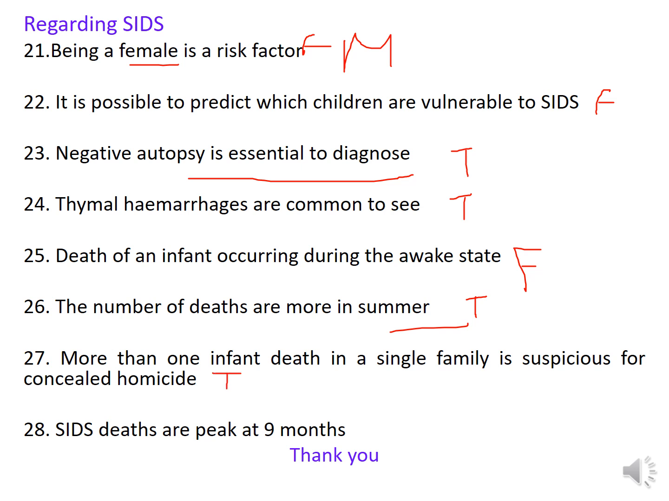SIDS deaths are peak at 9 months. It is incorrect, right? So by the time 2 to 5 months, usually the peak time, and by the time 6, now the frequency will be getting less and less. Thank you.